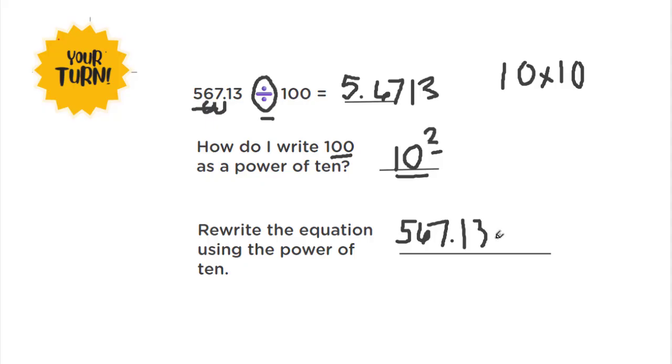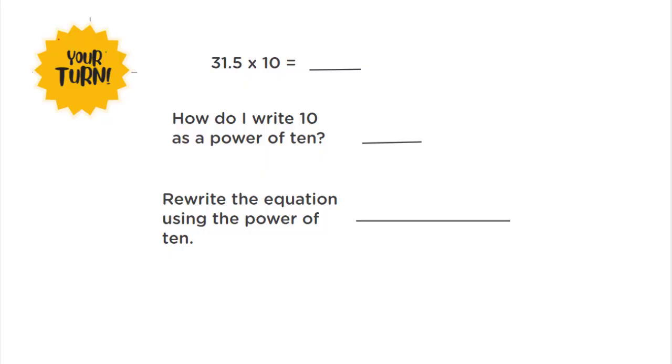567 1300ths divided by, I can write it this way as well, 10 to the second power. Gets me the same answer, means the same thing. All right, let's go to the next one. You solve it and then come back. Make sure you turn that video off.